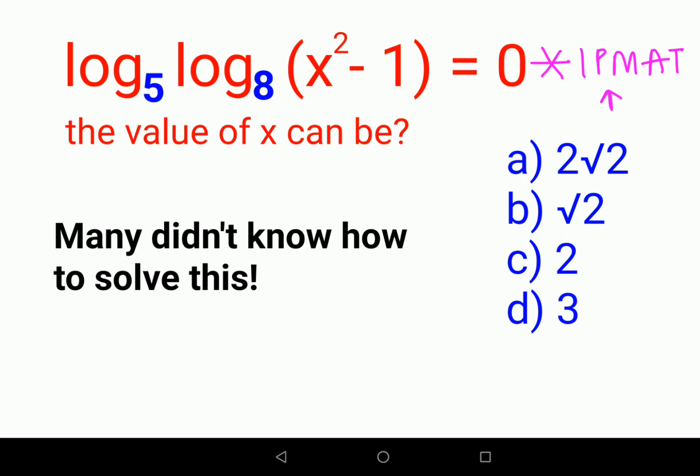Okay. So here now how do we begin this kind of a question? Okay, there is a very simple rule of log which a lot of people don't know. Okay, so let me begin with that first.